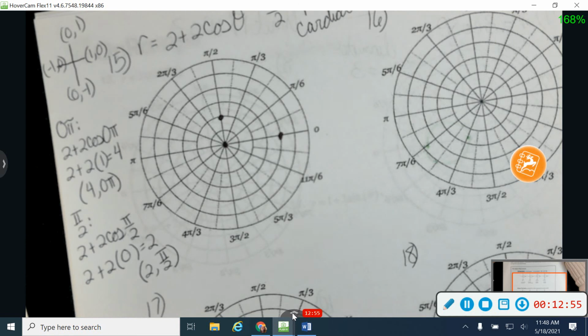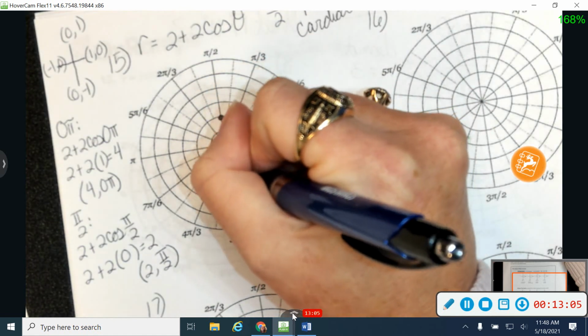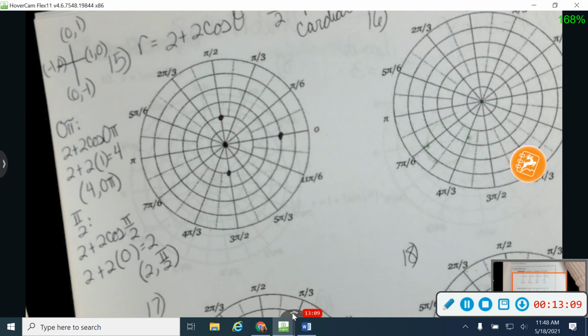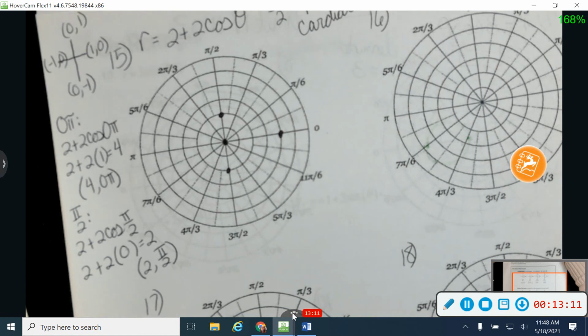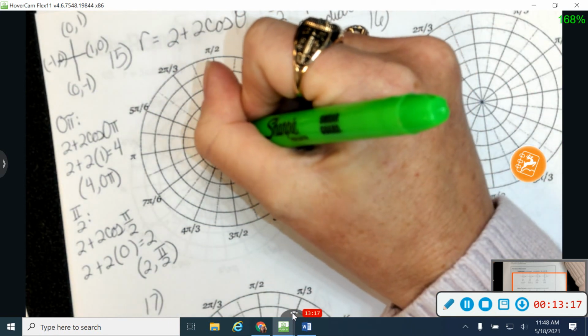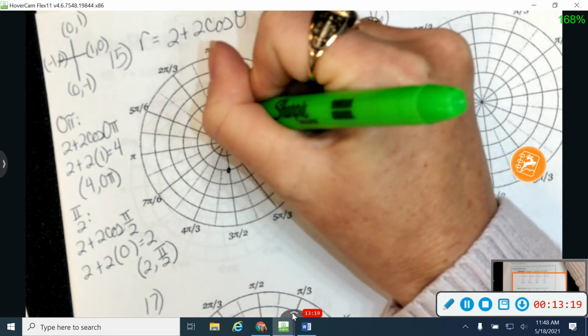Now again, it's very symmetrical. So where do you think my point's going to be at 3 pi over 2? Also at 2. That's right, good. So I'm going to go 1, 2. Because it's a cardioid, I know it's going through 0, 0, and that gives me enough information to draw if I'm just asking you to sketch. So I'm going to draw here.